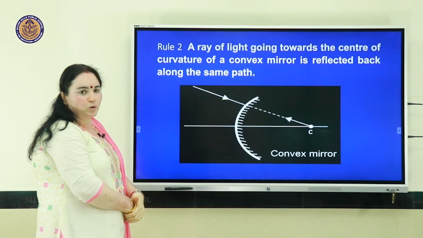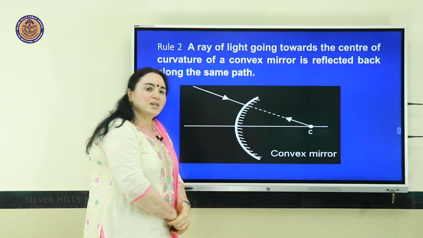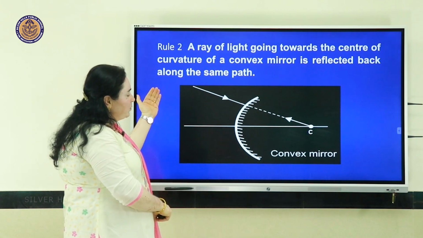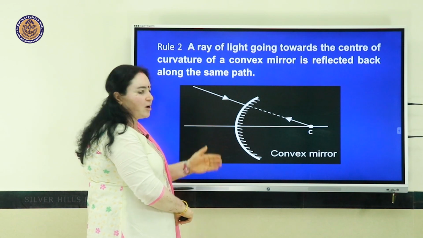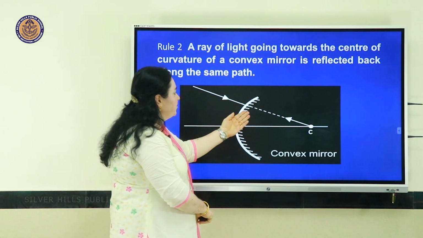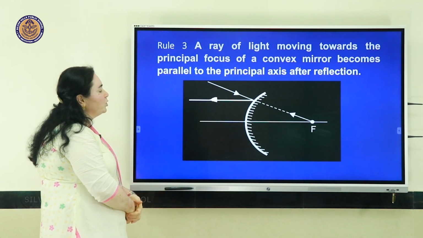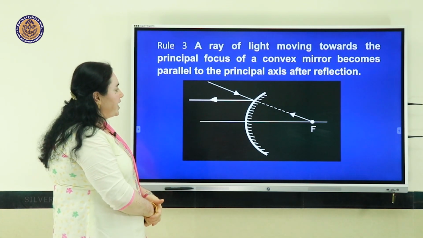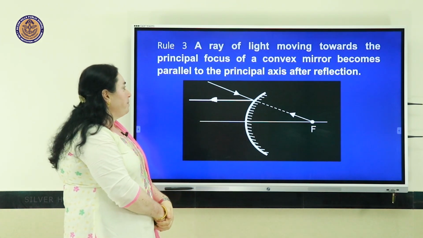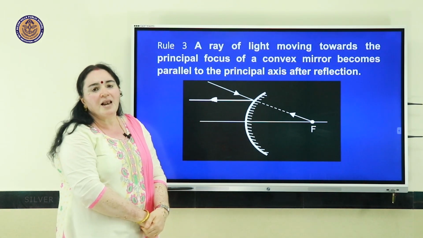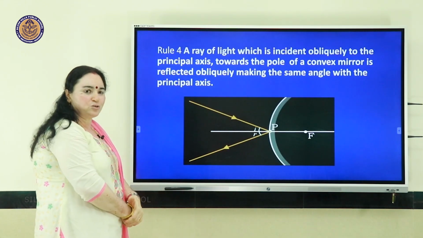Check with the second rule, which is almost close to our rule for the concave mirror. A ray of light going towards the center of curvature after reflection from the convex mirror is retracing the same path. Here is rule number 3. A ray of light moving towards the principal focus of a convex mirror becomes parallel to the principal axis after reflection. Check the last rule.